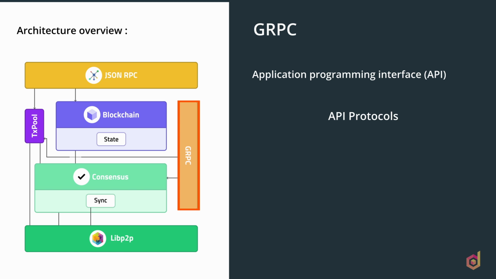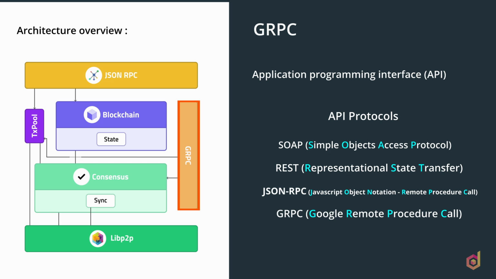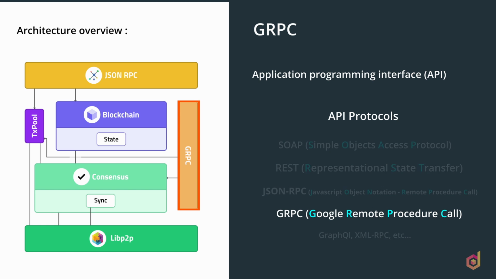certain rules. Some examples are SOAP, or Simple Object Access Protocol. Then the second one is REST, or Representational State Transfer. Then the third one is JSON RPC, or JavaScript Object Notation Remote Procedure Call. And gRPC, or Google Remote Procedure Call. This is what we are discussing right now, and there are many more like GraphQL, XML RPC, etc. Each of these APIs works according to certain rules that are set and is used in different use cases.